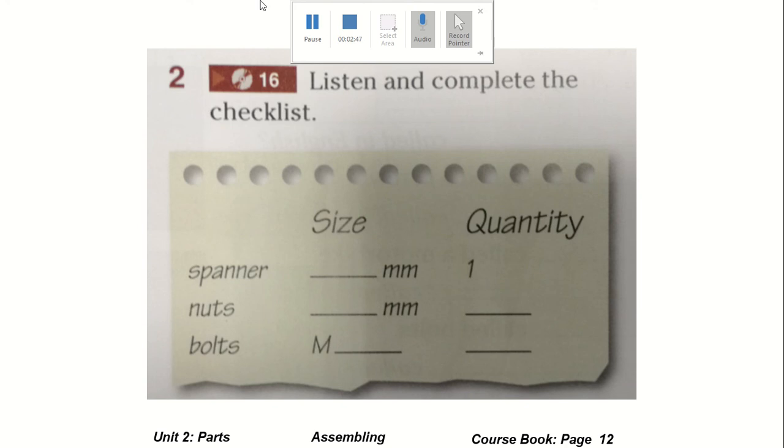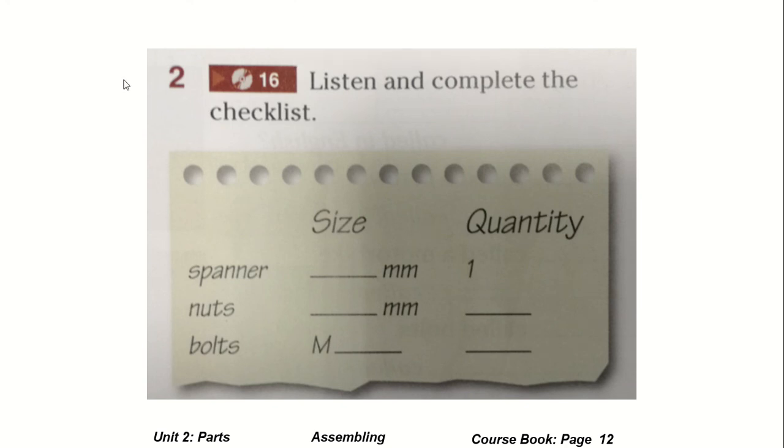Unit 2, Recording 16. Hello. Good morning. What can I do for you? I need a spanner, please. What size do you need? I think it's 10 millimeters. Okay, here you are. One 10mm spanner. Thanks. And I need some nuts, please. Some nuts, did you say? Okay, what size do you need? 7 mil. Right, and how many do you need? 4. Right, here you are. Anything else? Yes, I need some bolts, please. What size? M5. And how many M5 bolts do you think you need? 8, please. Okay, here you are. Thanks.